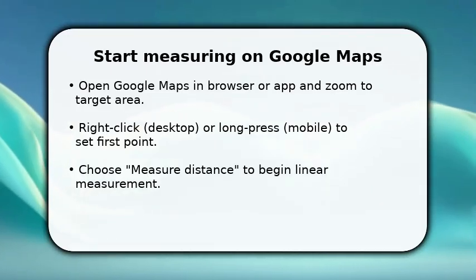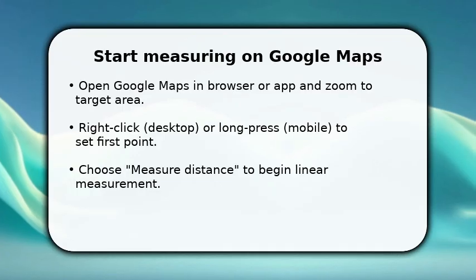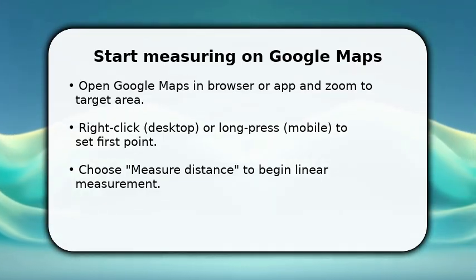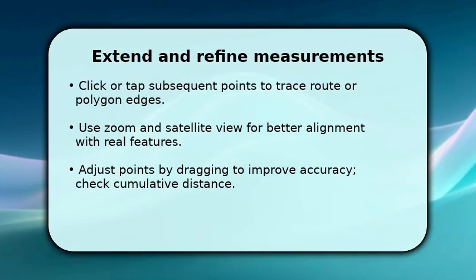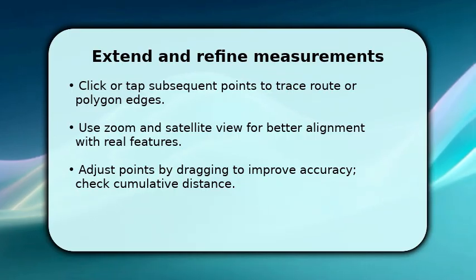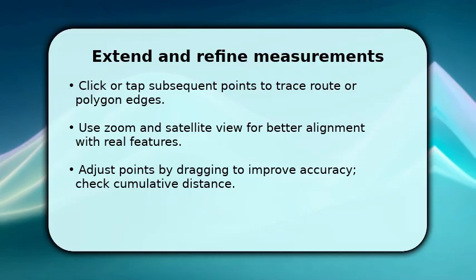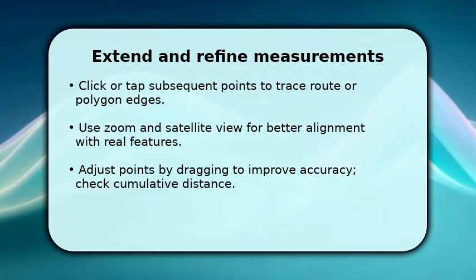Closer zoom reduces placement error. Keep your cursor steady to place the first anchor accurately. Next, you add points along the route or perimeter. Click or tap each corner to extend measurement. Make sure to switch to satellite view when edges are unclear, because imagery helps align points with real features, and zoom in to reduce parallax error.